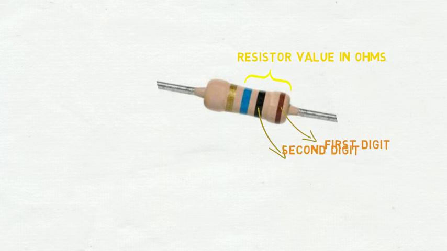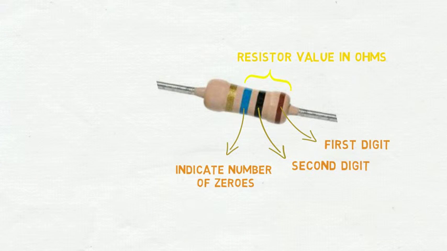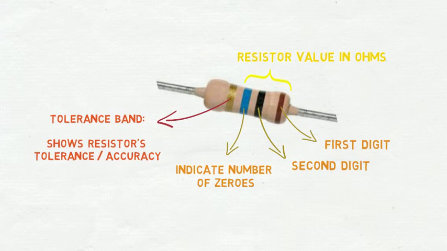The very first 3 color bands show the resistor's value in ohms. The first band gives the first digit. The second band gives the second digit. And the third band indicates the number of zeros. As for the fourth band, it is known as the tolerance band, which shows the tolerance or accuracy of the resistors.